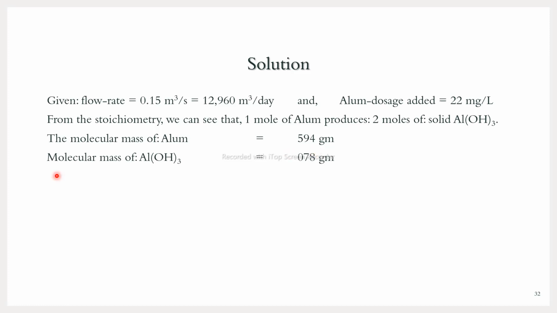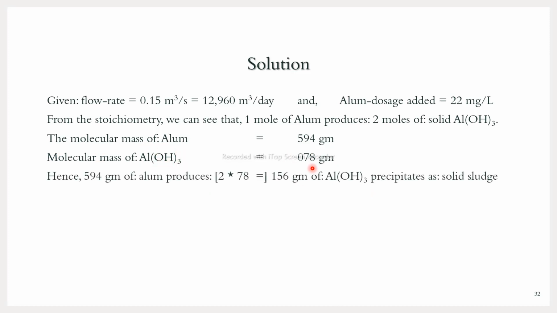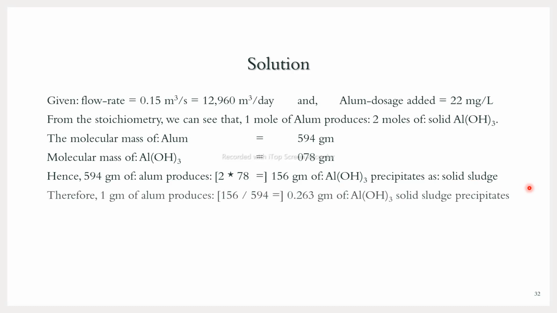Now, the molecular weight of Al(OH)3, as I told earlier, will be 27 plus 17 into 3 equals 78 gram. Now, 594 gram of alum produces 2 into 78 equals 156 grams of aluminum hydroxide precipitate as solid sludge. Therefore, 1 gram of alum produces 156 gram divided by 594 gram into 1 gram equals 0.263 grams of aluminum hydroxide solid sludge precipitate.